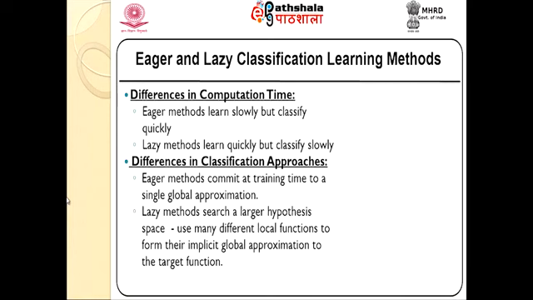Lazy methods, on the other hand, search a larger hypothesis space. We have already looked at this: hypothesis space, and then searching for a particular hypothesis. So it tries to find many hypotheses and uses local functions to form an implicit global approximation of the target function. That is why it takes more time also. So the lazy method does not have a single global approximation; it uses different local functions according to the test instances and tries to have an implicit global approximation which suits the target function.